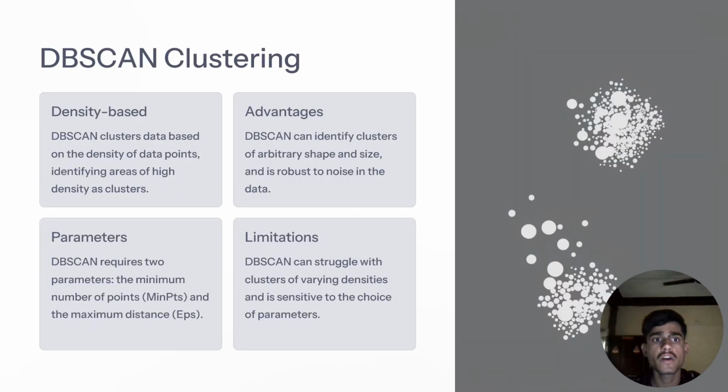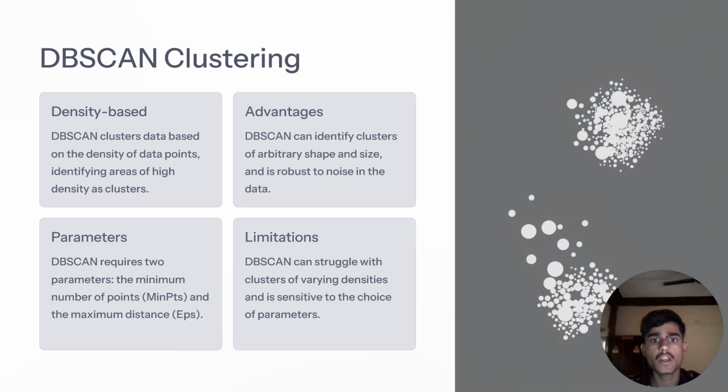DBSCAN clustering. DBSCAN stands for density-based spatial clustering. DBSCAN clusters data based on the density of data points, identifying areas of high density as a cluster. Parameters: DBSCAN requires two parameters: the minimum number of points, min_pts, and the maximum distance, eps.